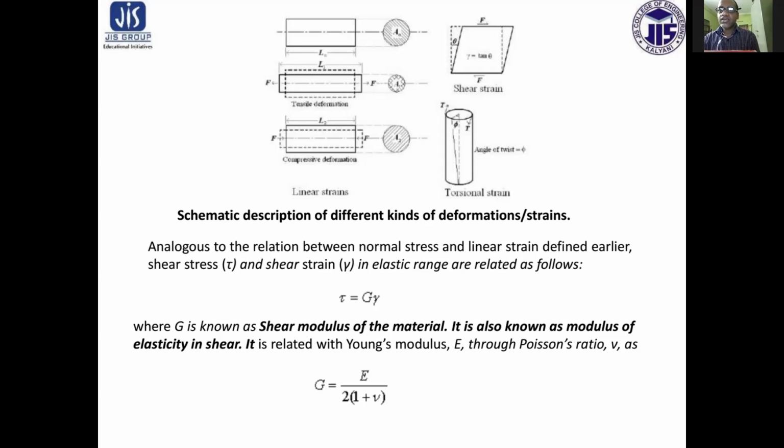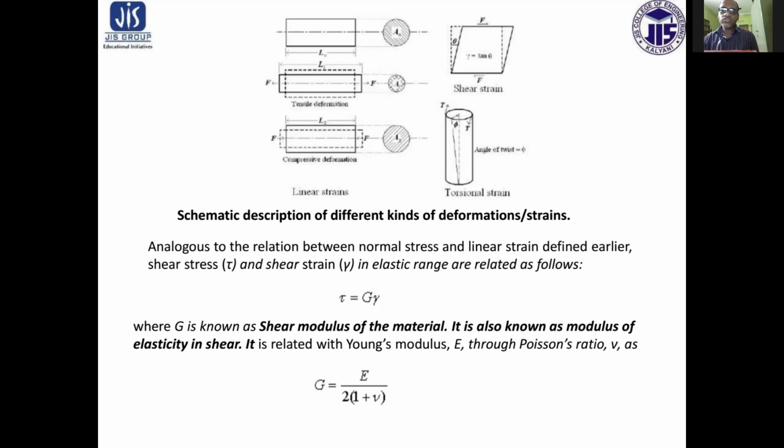And in torsional strain, two equal and opposite forces are applied on two mutually different planes. In this case, the body tends to slide about its own plane, which produces torsional strain.